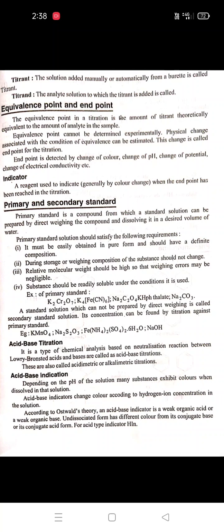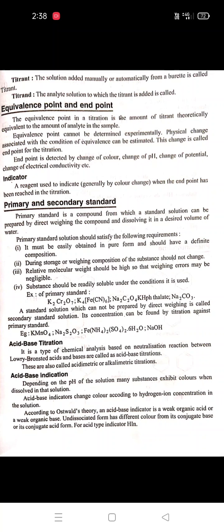Here, some of the primary standard compounds are potassium dichromate, sodium oxalate, potassium hydrogen phthalate, and sodium carbonate. These are all primary standards. And KMnO4, sodium thiosulfate, diammonium ferrous sulfate, which is also a complex compound, and sodium hydroxide. These are all secondary standard solutions.